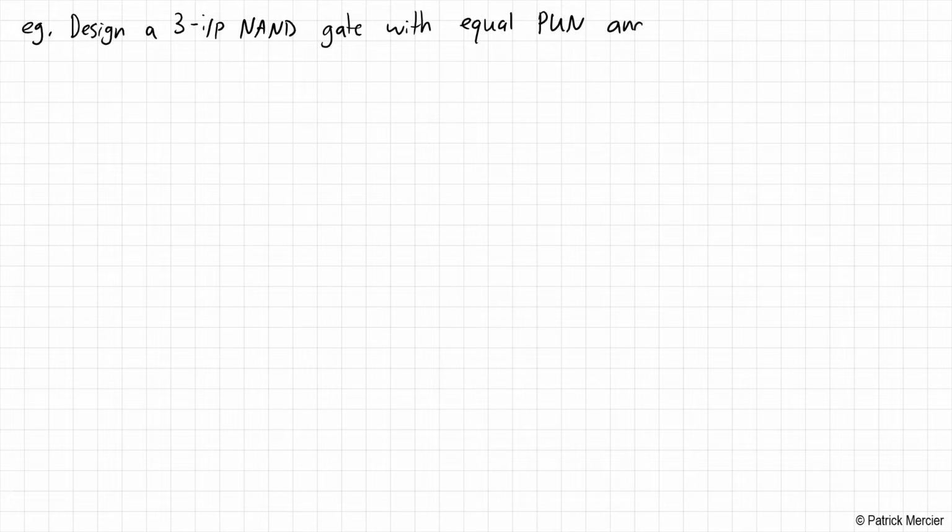So in this example, we want to design a 3-input NAND gate, or a NAND 3 gate, with equal pull up network and pull down network drive strength. So that's step 1 of the problem. Once we do that, we want to estimate the propagation delay of the falling edge.